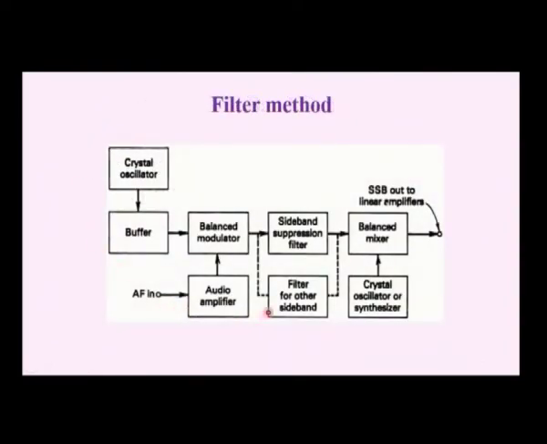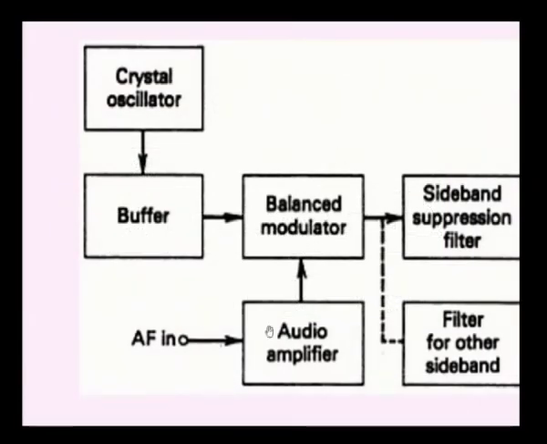If we consider the filter method, here we have a balanced modulator. For this balanced modulator, there are 2 main inputs. One is a crystal oscillator, which acts as a carrier, and another one is the audio input, that is the message signal. Just now we have seen the purpose of the balanced modulator, just to generate a double sideband with suppressed carrier. If you see the output at this point, we will have 2 components. One is the sum frequency component, another one will be the difference frequency component.